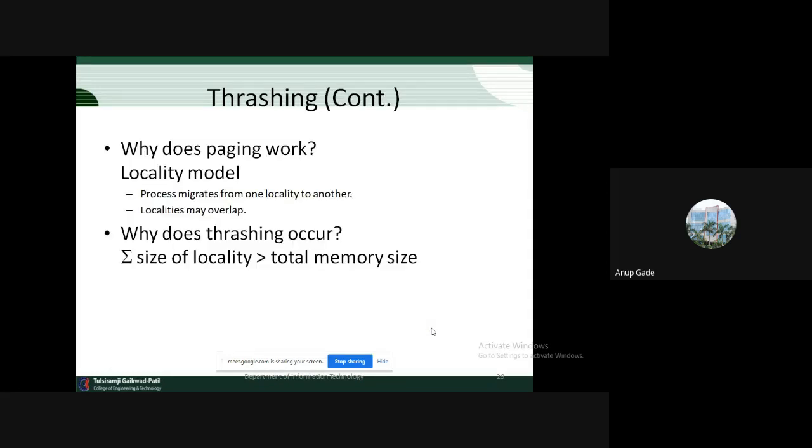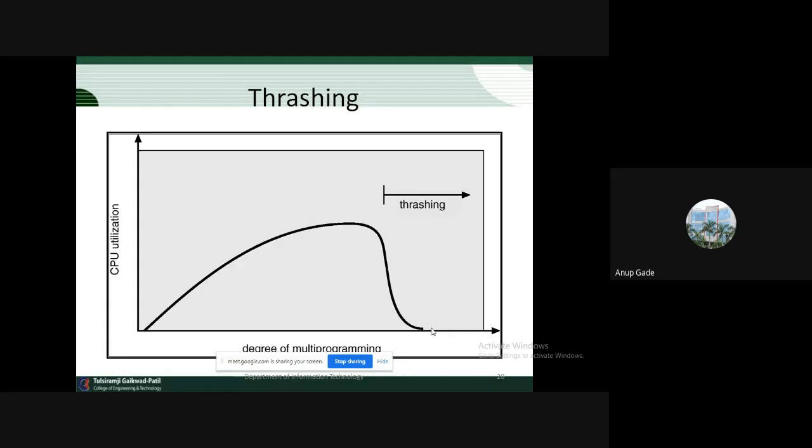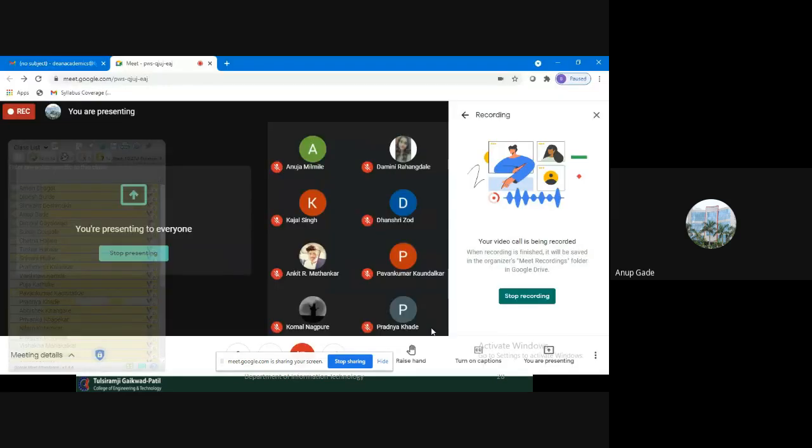Thrashing is absolutely not good when we are talking about the OS. So why does paging work? It's the locality model. A process migrates from one locality to another. Locality is not a part of our interest right now, so we are not focusing on it. Thrashing occurs because of page faults and the nature of your OS. Whenever page faults start increasing, and your OS also starts increasing the number of processes in main memory, more allocation of frames is required, and this situation cannot be handled by your CPU, so automatically thrashing will occur.